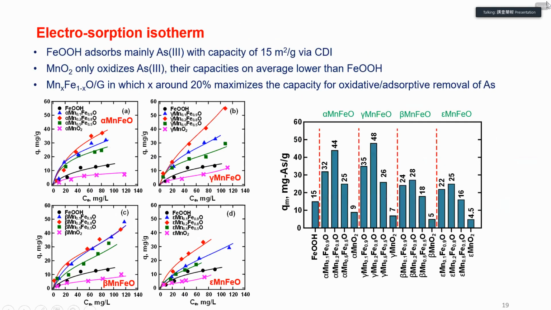All right, we compared the capacity for these four polymorphs, including alpha, gamma and beta. As you can see, for the simple iron oxide, the capacity is only 15 milligrams per gram. When we combine these two materials, Mn and Fe, at the optimal metal ratio, around 20% manganese and 80% iron oxide, the capacity is greatly improved, even 3 times that of the original iron oxide.